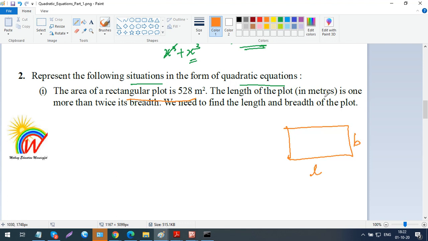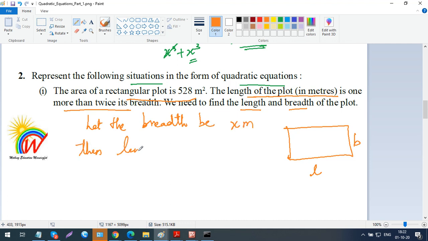Now they're asking you to find the length and breadth, right? Here they say the length of the plot is one more than twice its breadth. So they're saying that length is something about the breadth, right? So we will assume let the breadth be x meters. Then length is equal to one more than twice its breadth. Twice its breadth is 2 times x, and it's one more than 2 times x, so 2x plus 1.